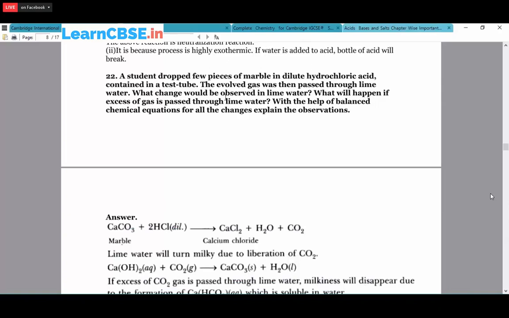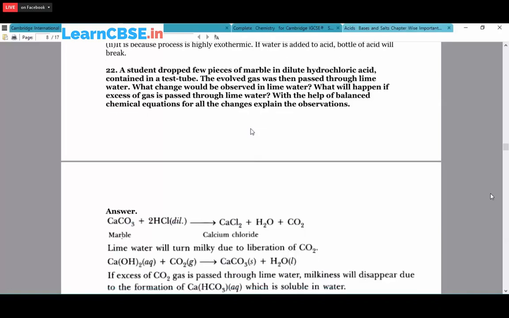A student dropped a few pieces of marble in dilute hydrochloric acid contained in a test tube. The evolved gas was then passed through lime water. What change would be observed in the lime water? What will happen if an excess of gas is passed through the lime water? With the help of balanced chemical equations, explain the observations for all the changes.